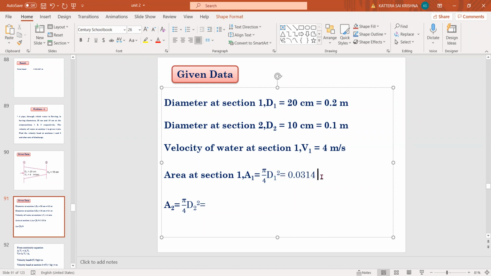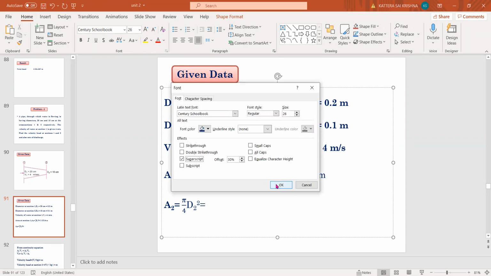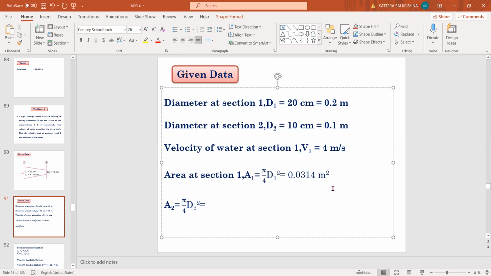What are the units for this? Meter square, since it is area. Yes, right. So this is the area at section 1.